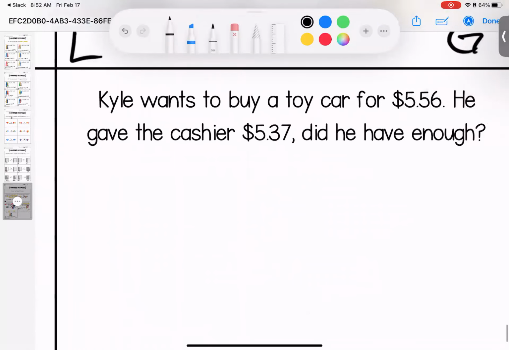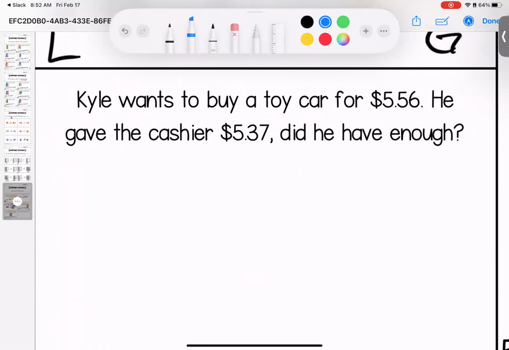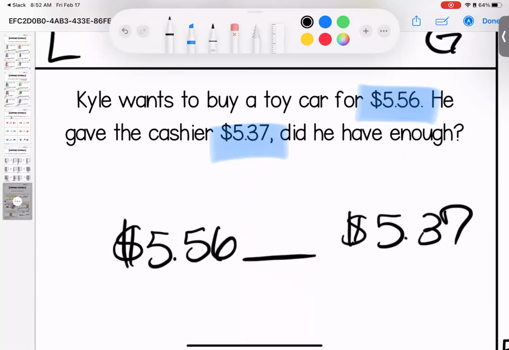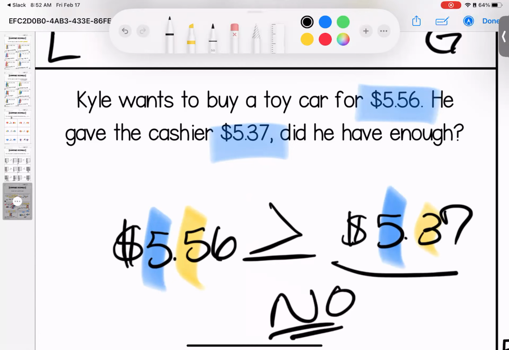Last question. Kyle wants to buy a toy car for $5.56. He gave the cashier $5.37. Did he have enough? So he needed $5.56. He gave him $5.37. We need the amount he gave to be greater in order for it to be enough to pay. So we have 5 and 5, they're the same. We have 5 and 3, they're different. The value he needed to pay is greater, which means no, he did not have enough.